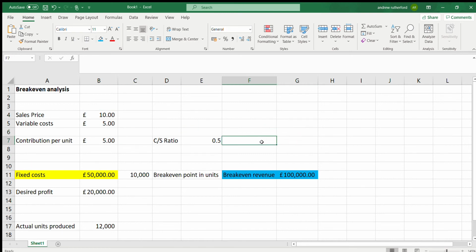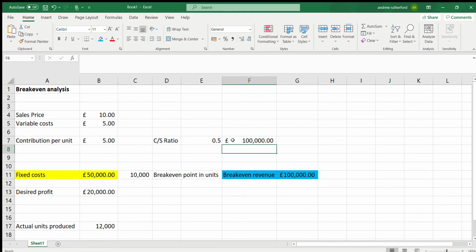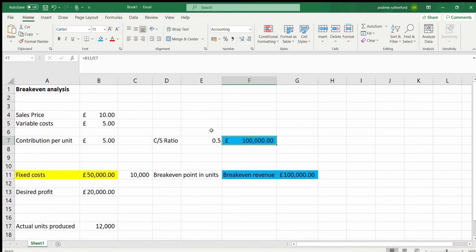We're going to do fixed cost divided by our contribution to sales ratio, and hopefully it's going to come out with £100,000. Fixed costs divided by contribution to sales ratio, and we're happy. £100,000. Okay, good stuff. Now we're told that we want to make a desired profit of 20 grand. That's what management says. They want to cover the fixed costs, and they also want to make a profit of 20 grand. Well, here we just add them together.